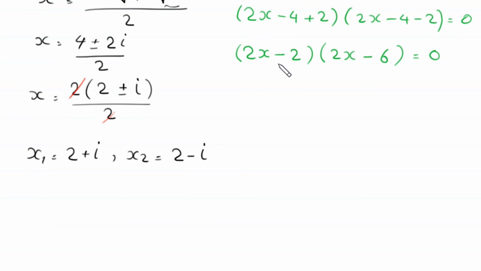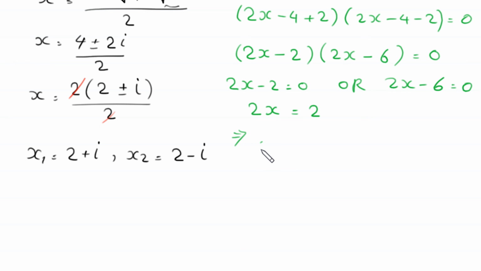Now from here, either this expression 2x minus 2 is equal to 0, or this expression 2x minus 6 is equal to 0. From this equation we move this negative 2 to the right hand side, then this 2x will be equal to 2. And if we divide both sides by 2, this implies that x is equal to 1. This is the third solution. This is the third value of x.